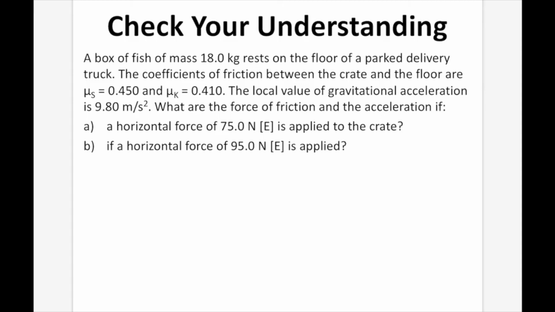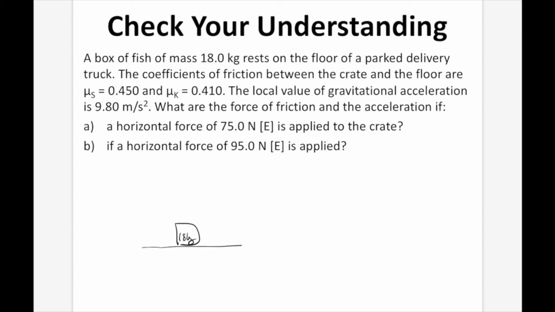So the first thing we're going to do is draw our free body diagram. There's our crate. It's 18 kilograms, and that crate rests on the ground here. Now we're told that the coefficient of friction between the crate and the floor is 0.45 for μs and 0.41 for μk. And we're going to need that information to figure out if our object is moving, and if it does start to move, how quickly does it start to move.